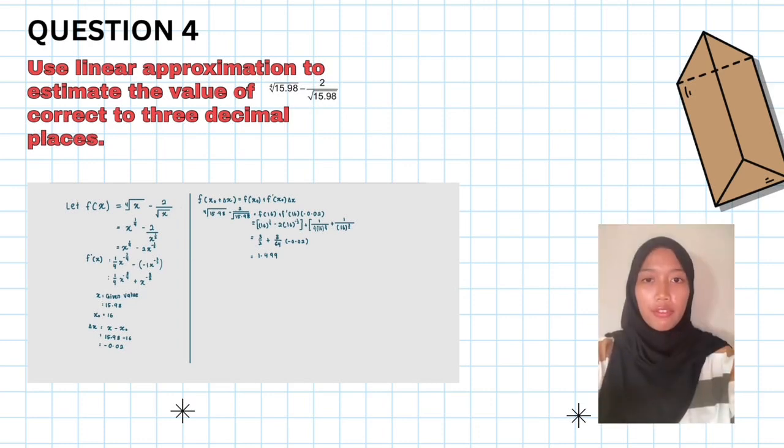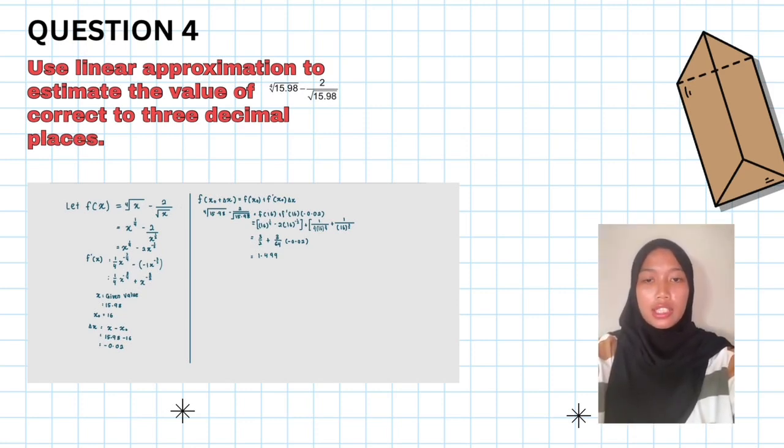Next, we find the f prime of x. We can get f prime of x by differentiating f of x. So f prime of x equals 1/4 x to the power of negative 3/4 minus negative 1 x to the power of negative 3/2. So we can get 1/4 x to the power of negative 3/4 plus x to the power of negative 3/2.